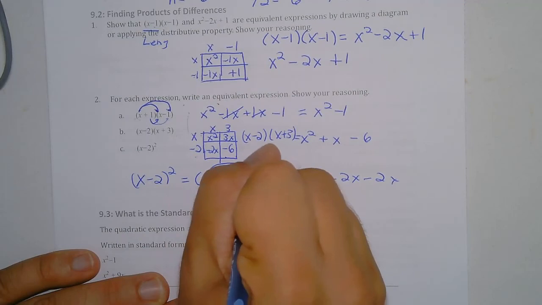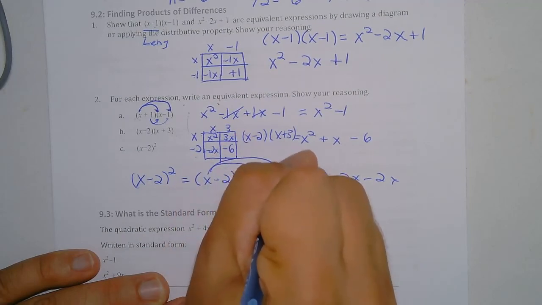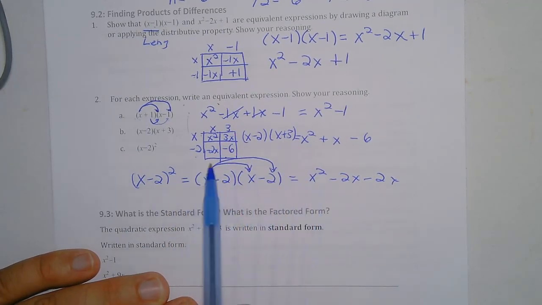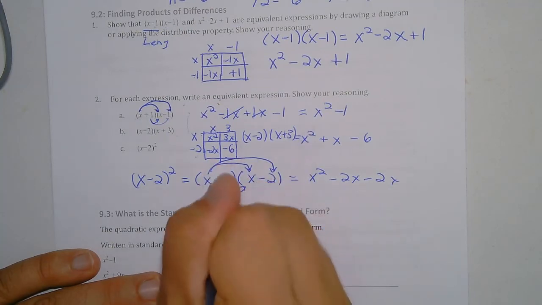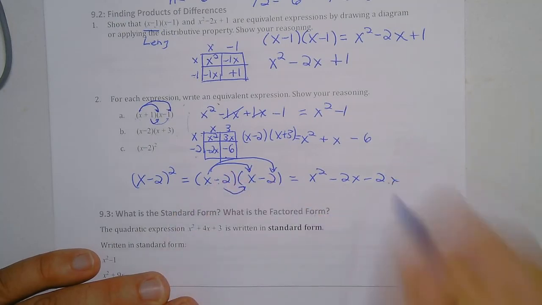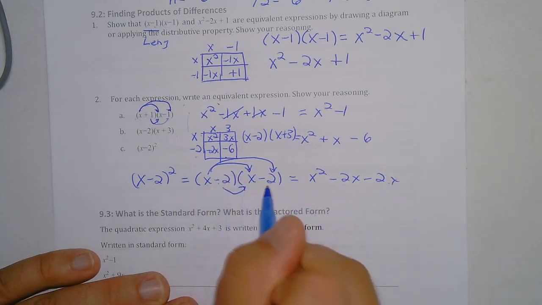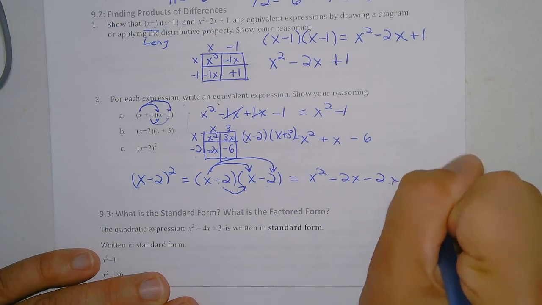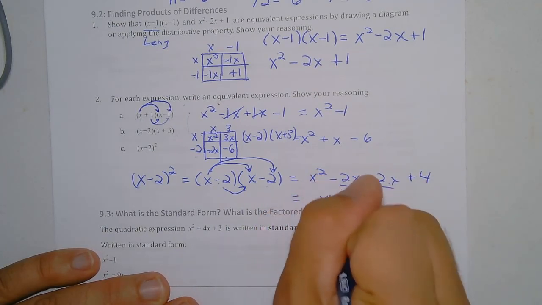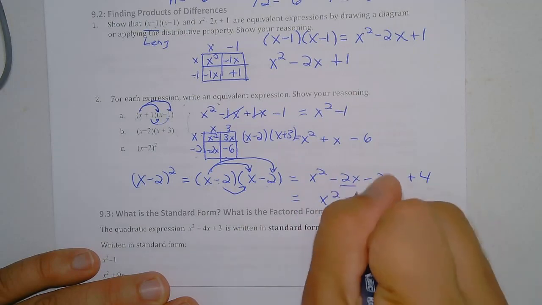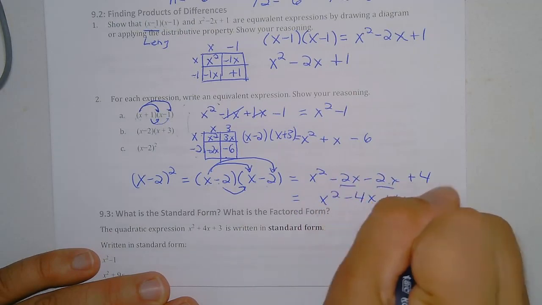Again, it helps for some people to draw arrows. So my first two, x times x made x squared. My outer terms, x times negative 2 made negative 2x. Now here, I do negative 2 times x is another negative 2x. Then negative 2 times negative 2 would be plus 4. Combining my like terms, that would equal x squared minus 4x plus 4.